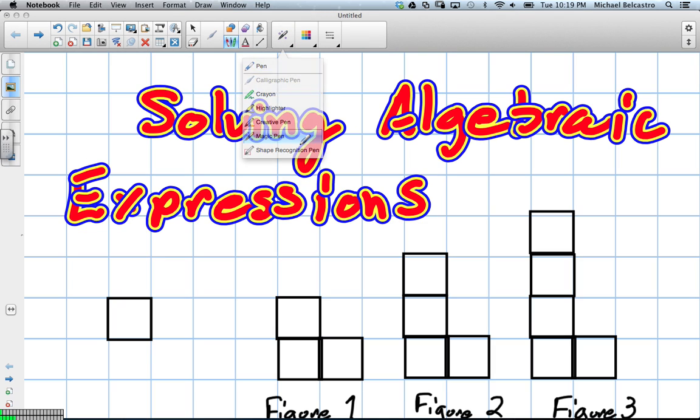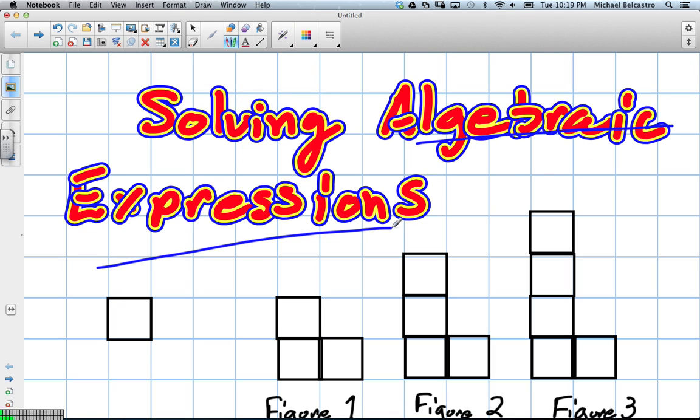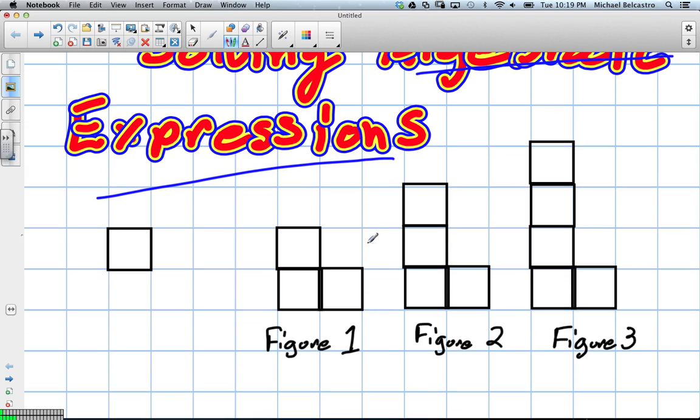So we're going to work on solving algebraic expressions, they're called. For the very first one, they've given us three models here, and they want us to create our expression from this. The first thing we're going to do is figure out what this is increasing by.